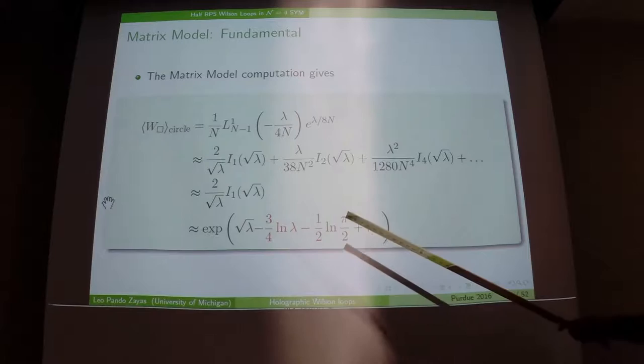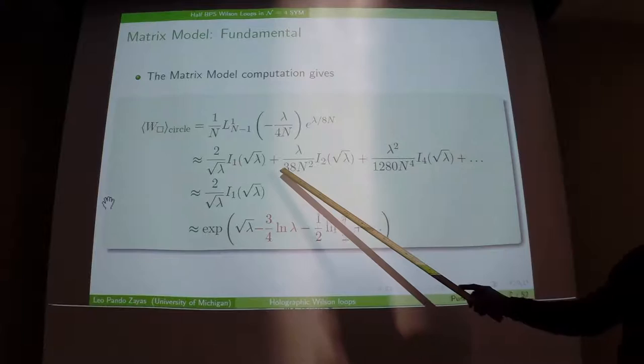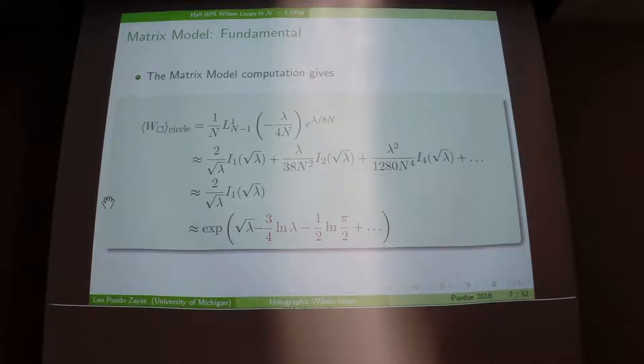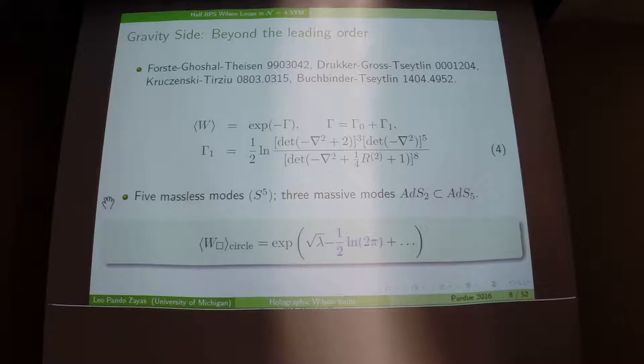Of course, because I want to move towards holography, I'm interested in taking first the large N limit and then the large lambda limit. So this is the exact answer that I get from the exact localization answer. Okay. Now, from the holographic point of view, I will not tell you a lot about the details of the calculation, because I will tell you about some other details, okay?